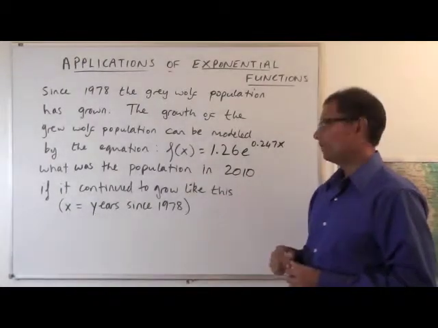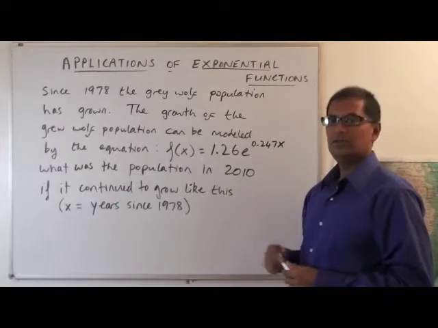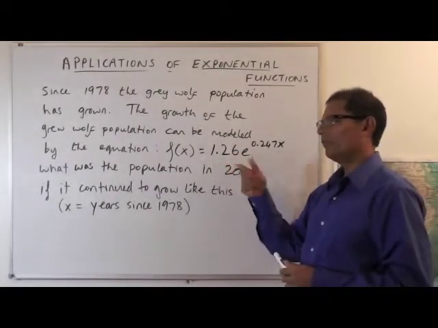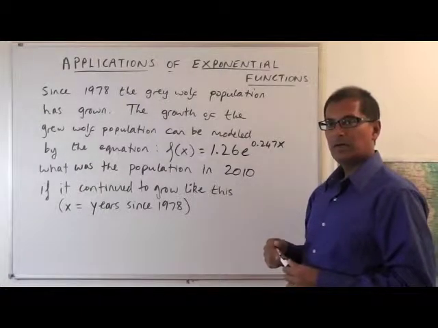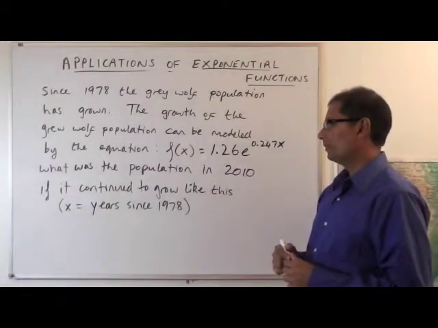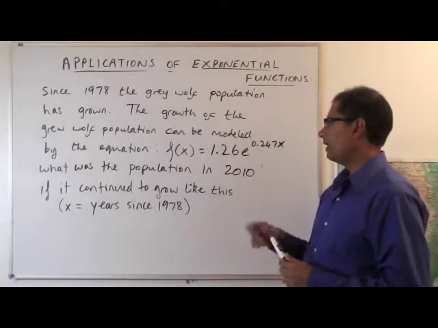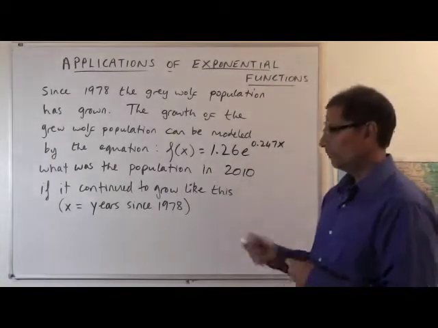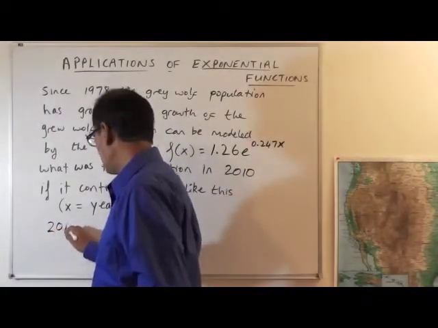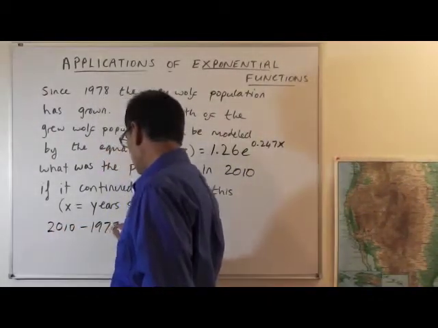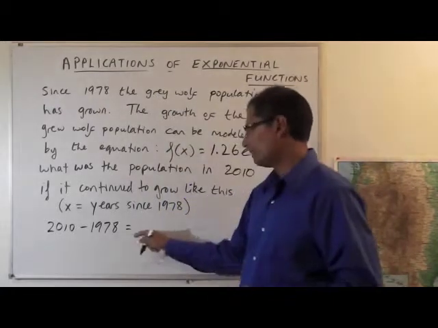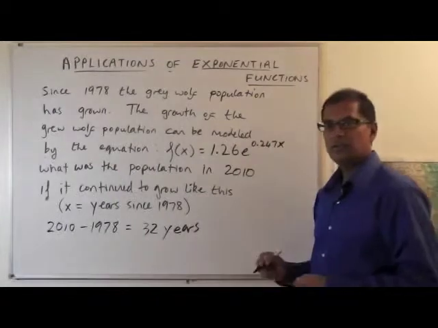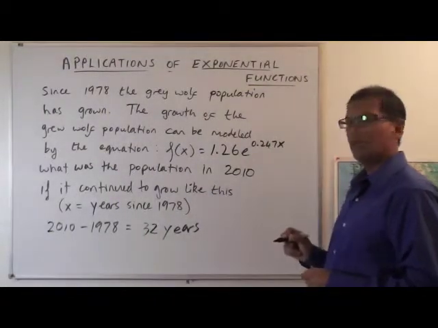What was the population in 2010 if it continued to grow at this rate? So we're assuming that this function models the population growth through 2010. So the key to this problem is to figure out, well, how many years since 1978 is 2010? Well, if we just do 2010 minus 1978, we see that's 32 years. So we need to plug in 32 for x into my function.